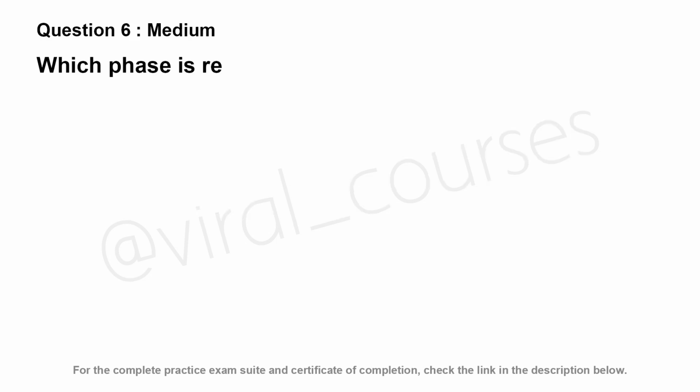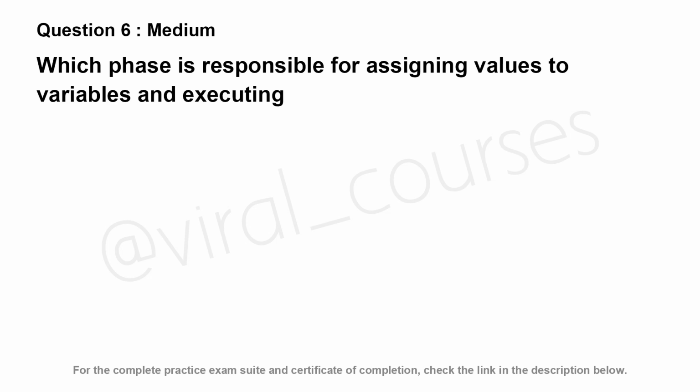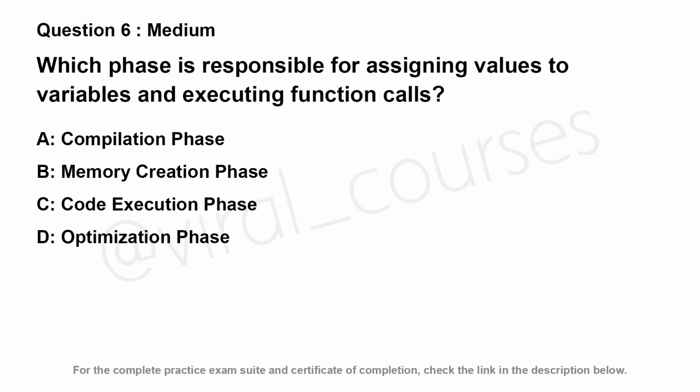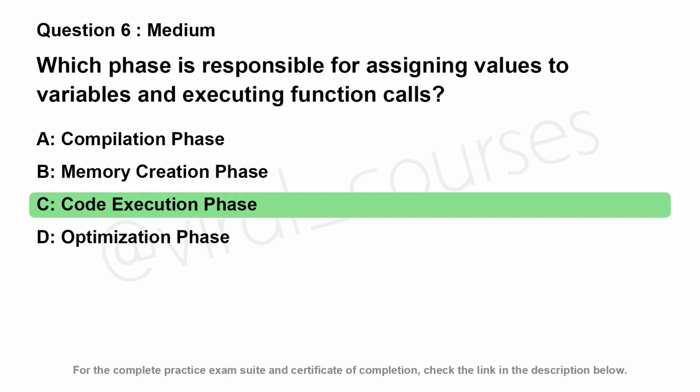Which phase is responsible for assigning values to variables and executing function calls? Option A, compilation phase. Option B, memory creation phase. Option C, code execution phase. Option D, optimization phase. The correct answer is C.